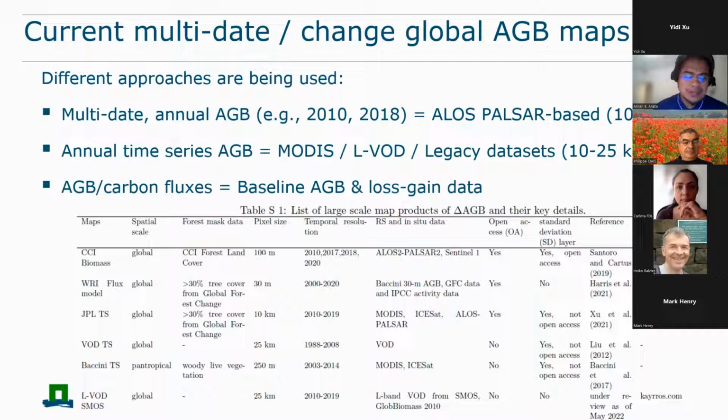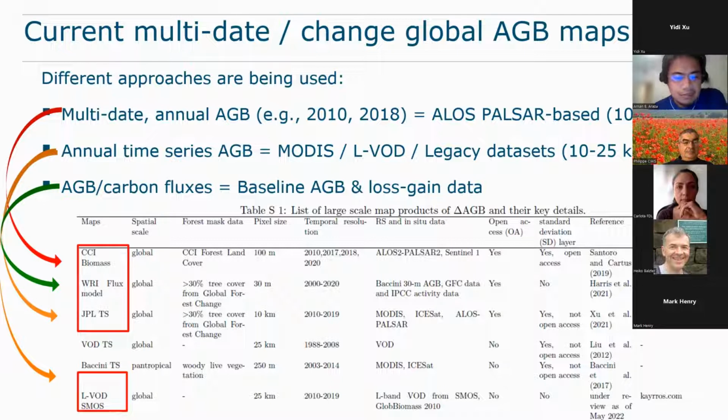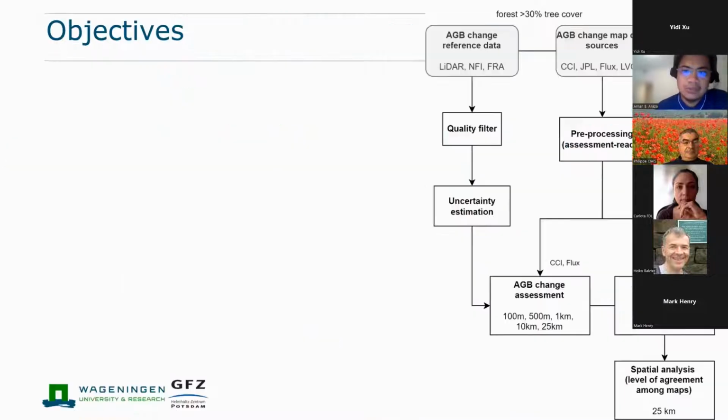So here's the current list of these multi-date biomass maps, and we're particularly looking at these specific ones: the CCI map, the WRI flux model, the one that Nancy produced, the JPL map from the team of Sasan, and also the new Elwood map that Hui showed us a while ago. They're all global, but they come from different resolutions, also different epochs. So that's something to consider also.